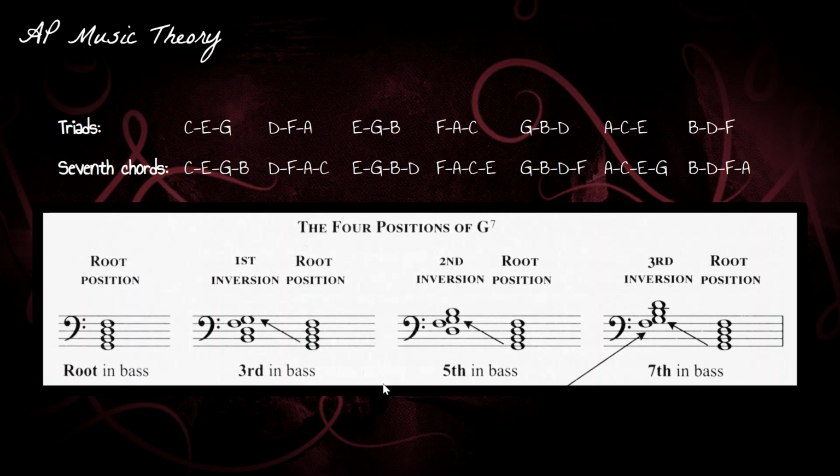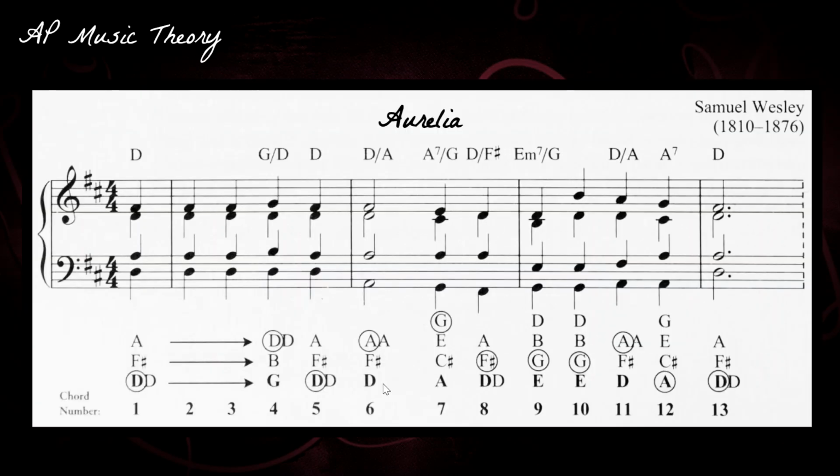Anyways, let's review. So step one, identify the key. The key is D major. Step 2, create a chord stack, as you can see here below, by putting the chord members in snowman style, and identifying the root of the chord by putting it on the bottom of the stack.